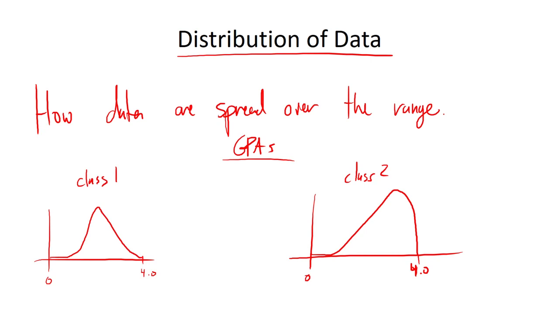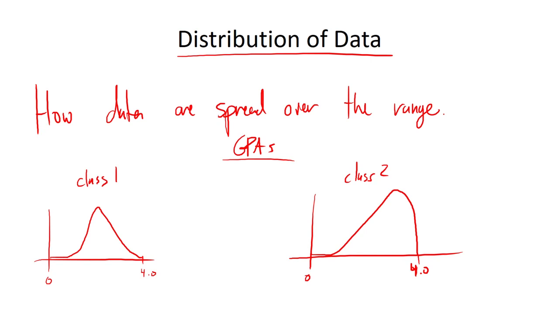Right? So which class would you rather be in? You're going to rather be in class 2, because in class 2, where are the majority of students? They're up at the higher end, and there's a few students that taper over here. Now, in class 1, people are more condensed.